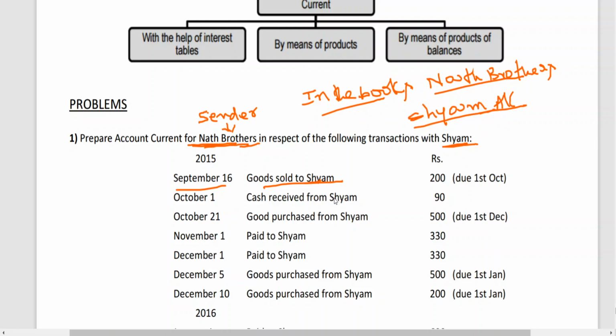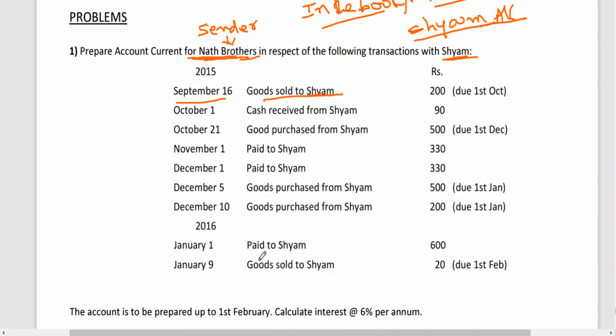Now see: goods sold to Sham, Sham to sales. Cash receipt from Sham, cash to Sham. Goods purchased from Sham, purchase to Sham. Paid to Sham, Sham to cash. Goods purchased from Sham, purchase to Sham. Paid to Sham, Sham to cash. Goods sold to Sham, Sham to sales. That's it. And for certain transactions we have a due date.